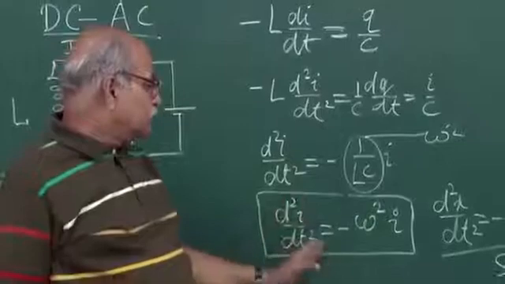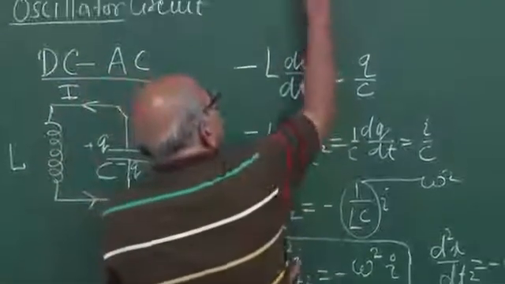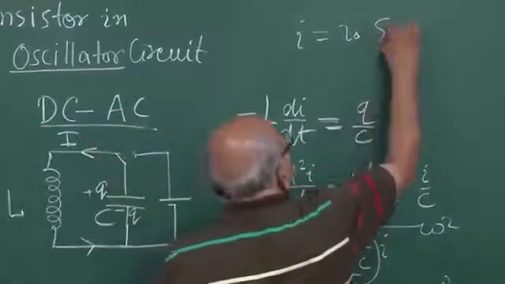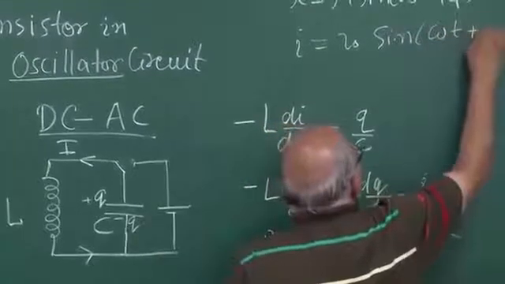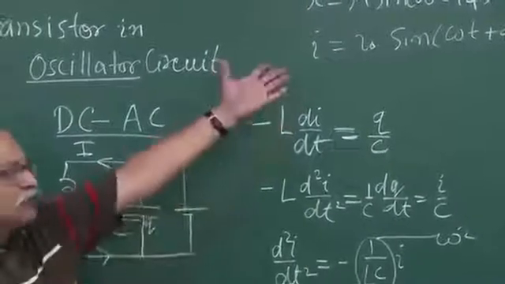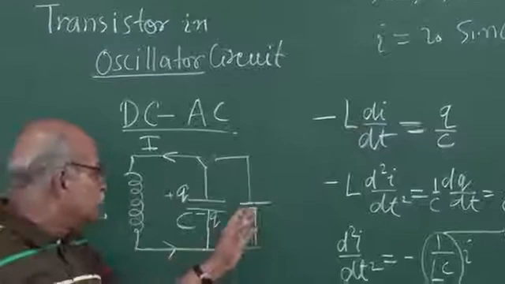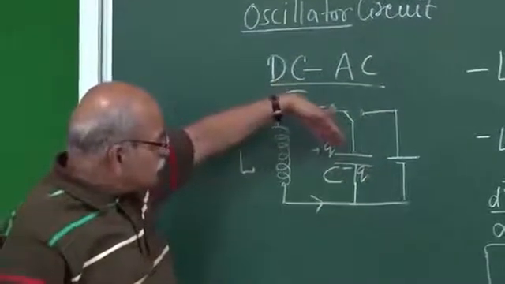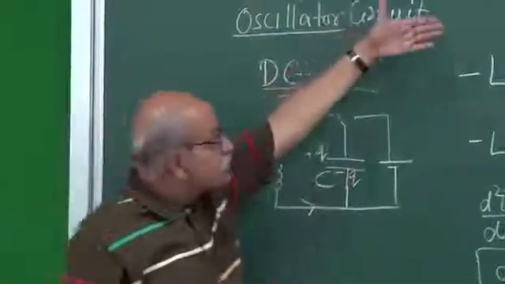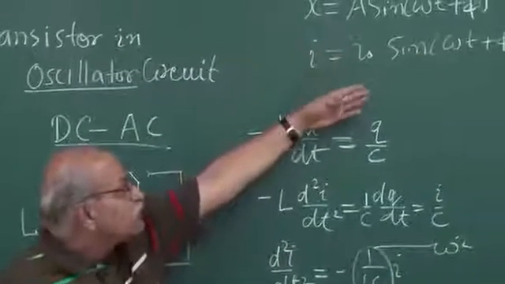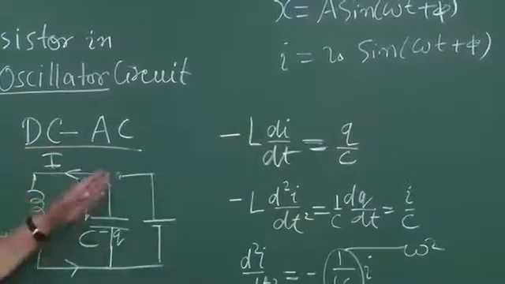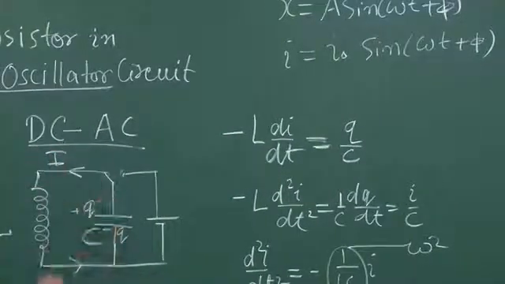The solution of this equation will be I equal to some constant, you can write it as I0, times sin(ωt + φ). So the current oscillates in time. It goes from +I0 to -I0. So what will happen physically? Physically the current goes like this, and then it changes its magnitude as a function of time, and finally it changes sign also, and it goes up to -I0.